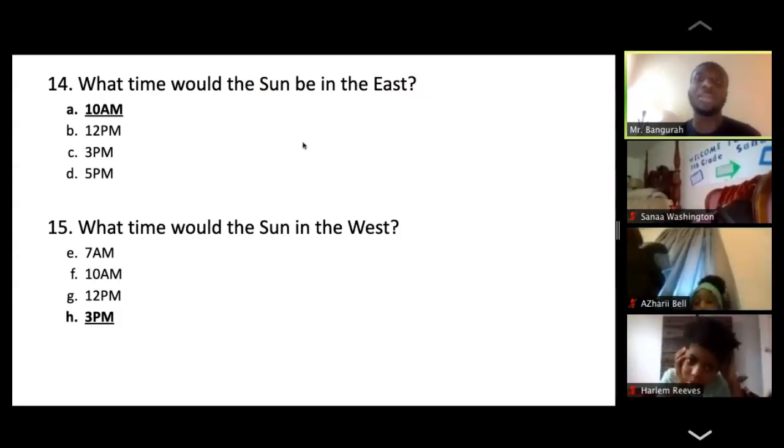Where will the sun be in the east? We're gonna be able to see. We're gonna go back to the sun tracker again, because I feel like y'all didn't really get a chance to see the sun tracker, and then we're gonna revisit some of these questions.